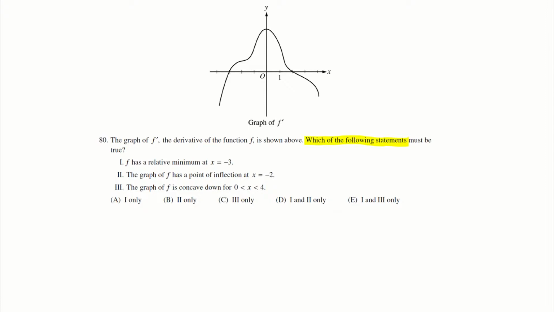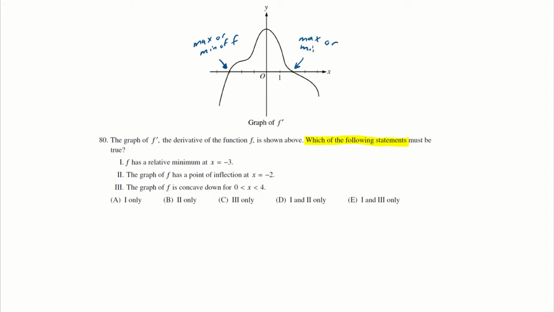This says the graph of f prime, the derivative of the function f, is shown above. Which must be true? Okay, so first of all, if this is the graph of the derivative, a few things you know. You know that at the intercepts, that is a max or min of f. Okay, so same here, max or min.